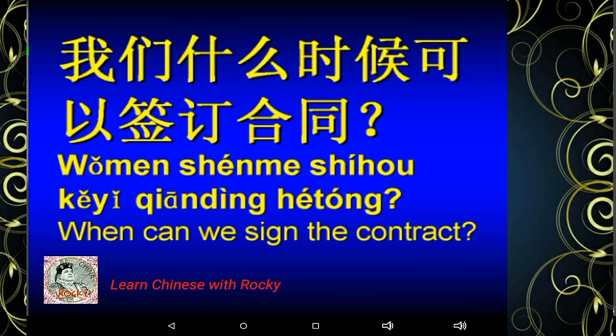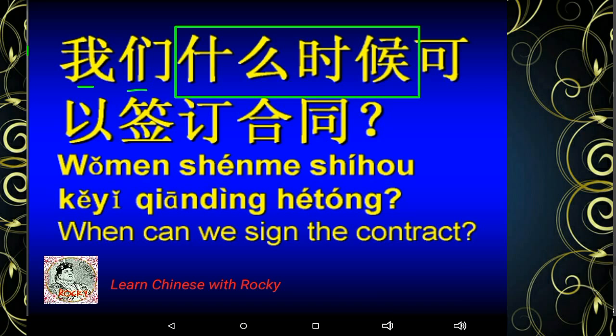When can we sign the contract? 我们什么时候可以签订合同? Now let's look at these characters. 什么时候 means when. Okay. 什么时候 means when. Now let's go ahead and read the sentence again. Ready? This would be repeat. 我们什么时候可以签订合同? 快点. 我们什么时候可以签订合同?